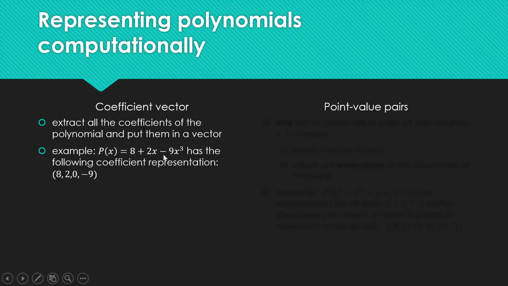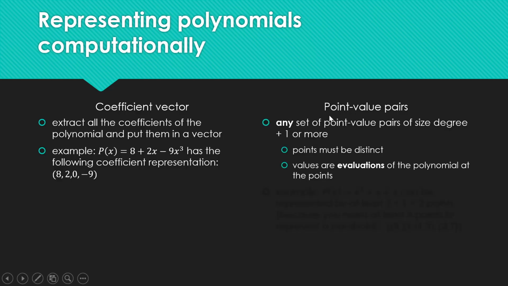Notice that this polynomial doesn't have an x squared term, but in its representation, we need to fill that up with a 0. On the other hand, we have point value pairs. It is any set of point value pairs of size degree plus 1 or more. And we will see why we're adding plus 1 or more here. The points must be distinct, and the values are simply the evaluations of the polynomial at those points.